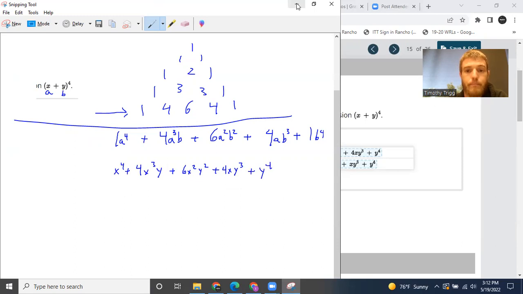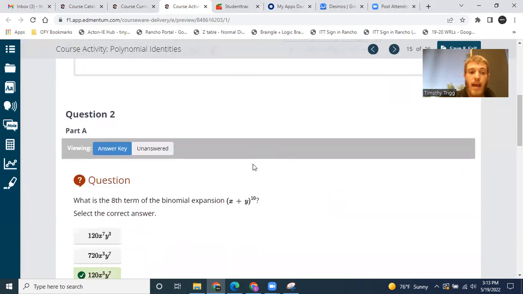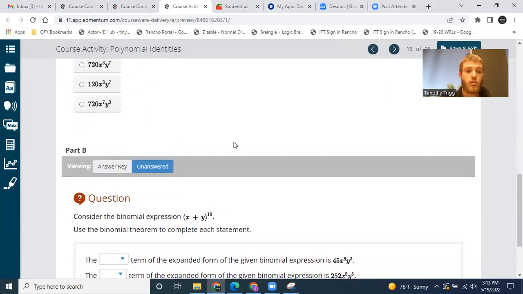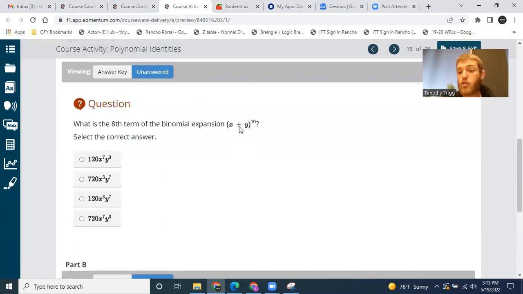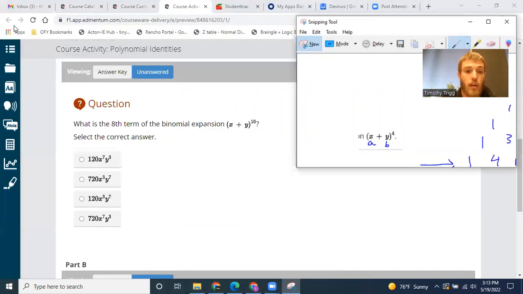Okay. And you're done. So that's one. It's this one. Pretty sure. Yeah, 1, 4, 6, 4, 1 are the coefficients there. Cool. Now that allows us to do these extra long ones, this (x plus y) to the 10th. Now, (x plus y) to the 10th means we're going to have to make a much bigger triangle.